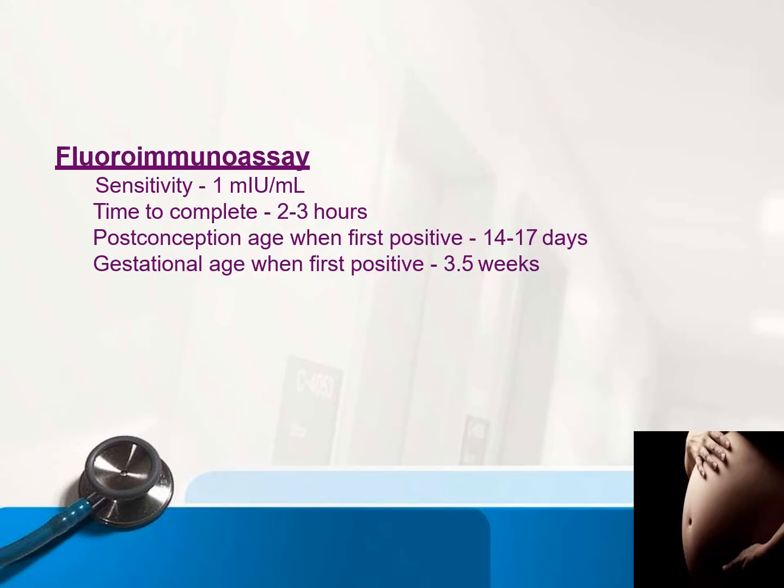The next test for detecting the presence of HCG in blood is fluoroimmunoassay. It detects a sensitivity of even 1 milliunit of HCG in 1 ml, and it takes 2 to 3 hours for the test to complete. You will get a positive result even at 14 to 17 days after the conception. And if you are thinking of gestational age, after 3.5 weeks of pregnancy you will get the positive result.